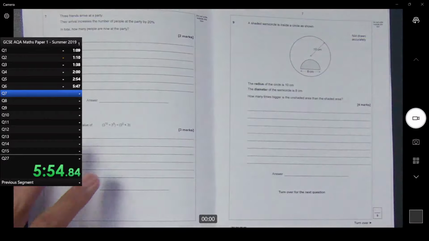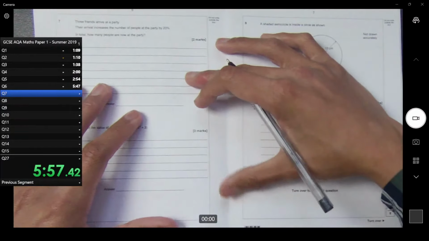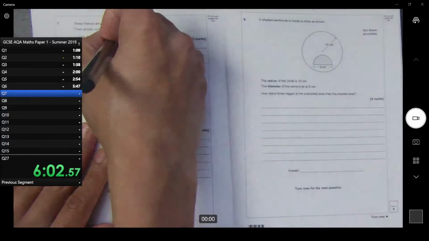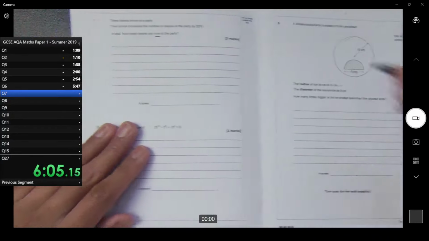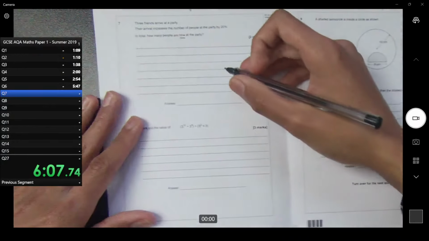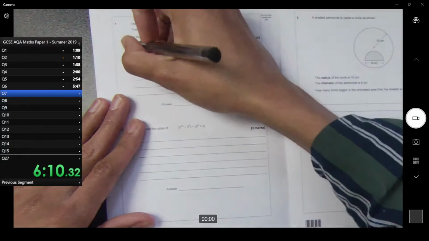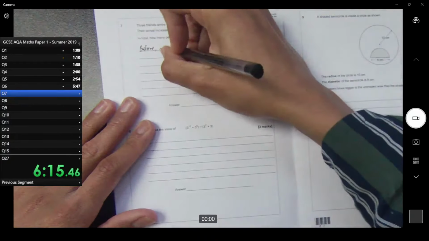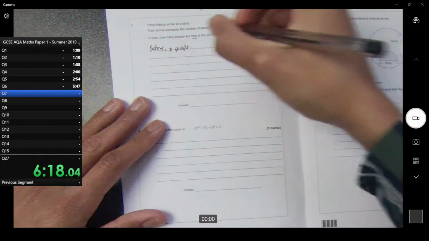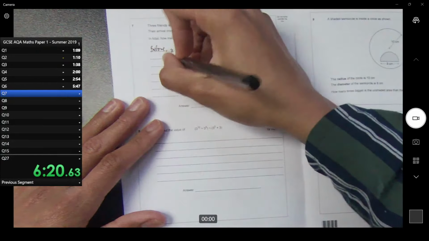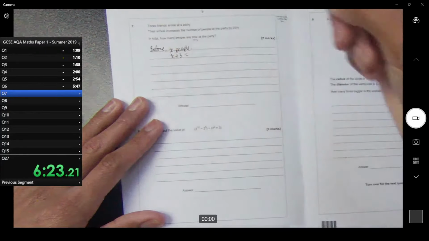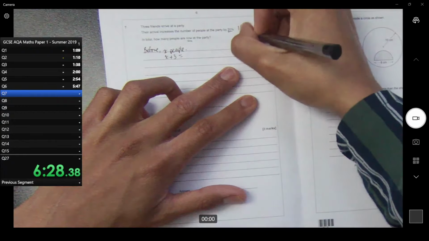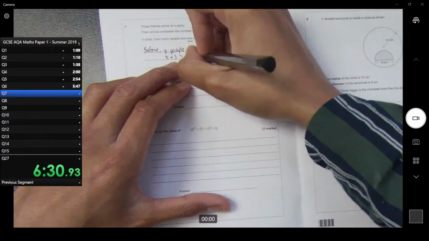So 3 friends arrive at a party. Their arrival increases the number of people by 20%. In total, how many people now are at the party? So let's say before, let's say there were X people. So if we have 3 extra friends joining, so that's X plus 3. But if the number of people increases by 20%, that's also equal to 1.2x.